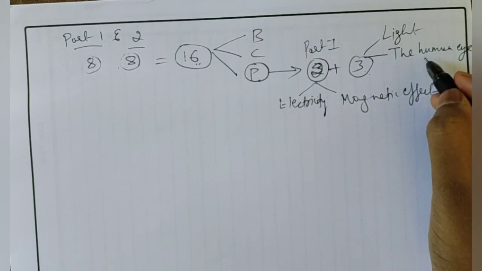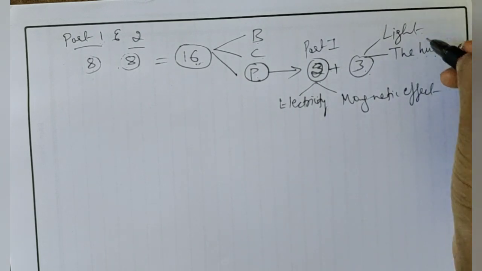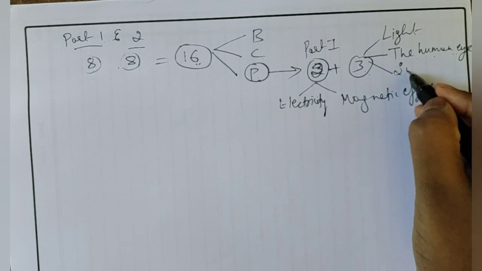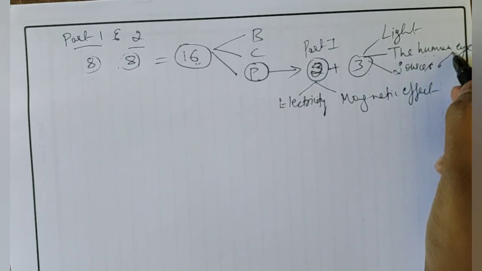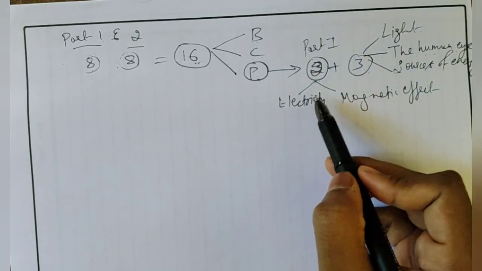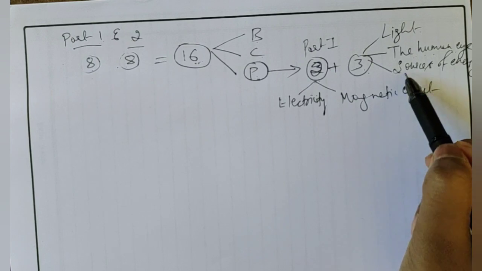Now in your previous class you already studied the human eye, right? So here it is nothing but the continuation of the light chapter. Here we'll be studying the human eye, and the third one is sources of energy. Just look at how many chapters we have: 1, 2, 3, 4, 5. So there are mainly 5 chapters.